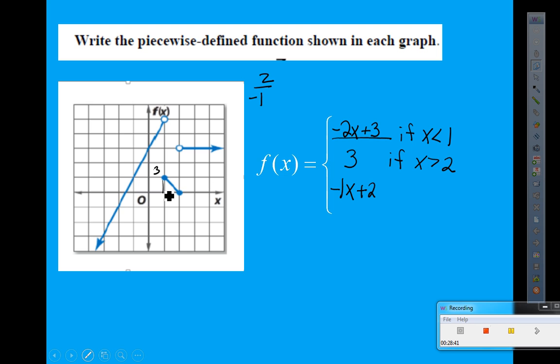To bring it home, I've got to tell what x values it's used for. Well, it's only used between 2 and 3. So to write that, I'm going to say 2 is less than or equal to x, which is less than or equal to 3. That takes us back to that first chapter that we did.